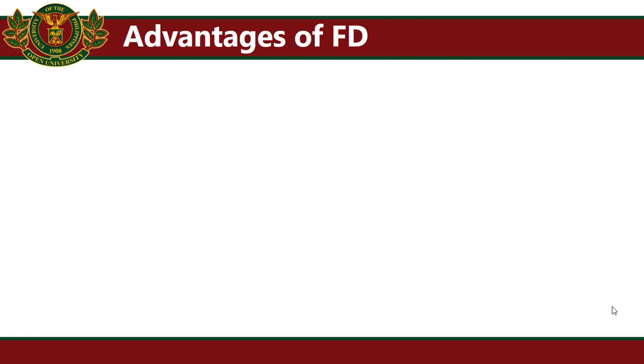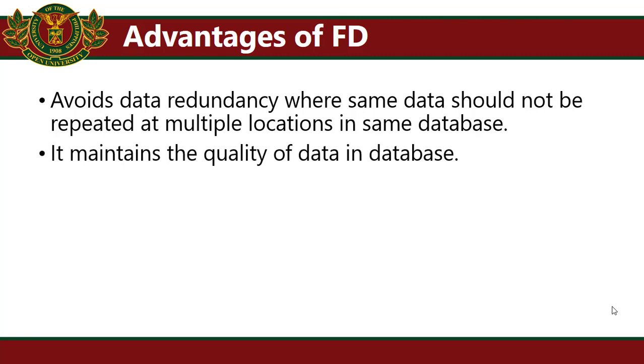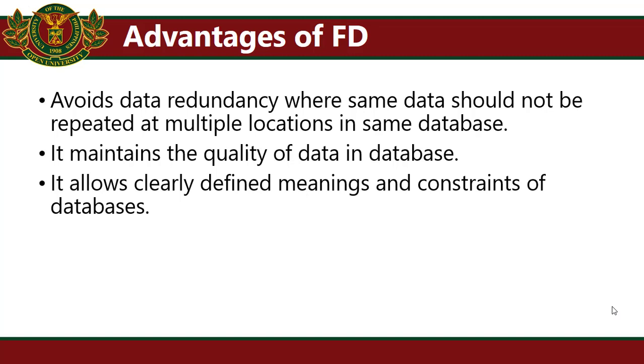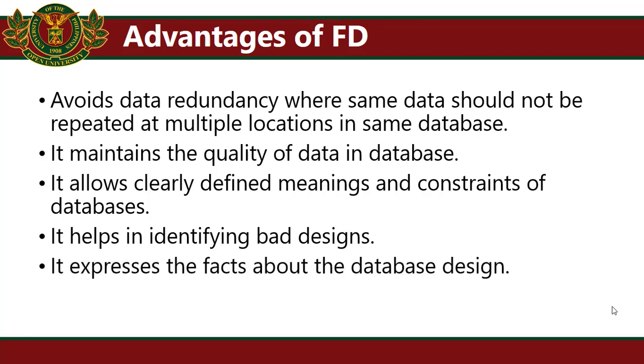Here are the advantages of functional dependencies. It avoids data redundancy, where the same data should not be repeated at multiple locations in the same database. It maintains the quality of data in the database. It allows clearly defined meanings and constraints of databases. It helps in identifying bad designs. It expresses the facts about database design.